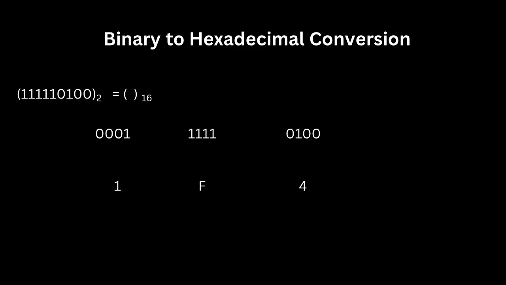So, 111110 in binary is equal to 1F4 in hexadecimal. That's how you convert binary to hexadecimal easily.